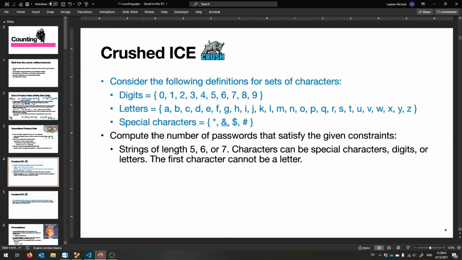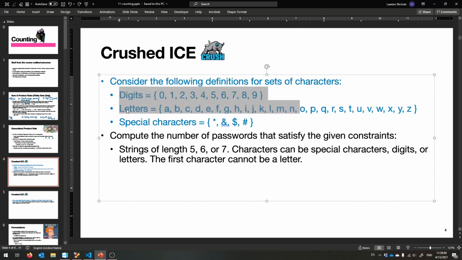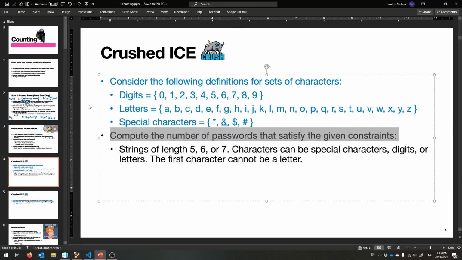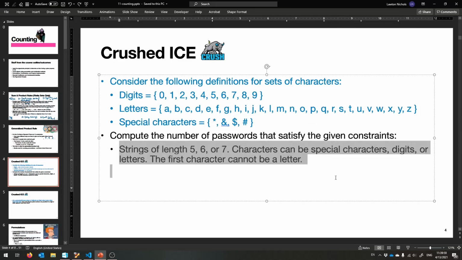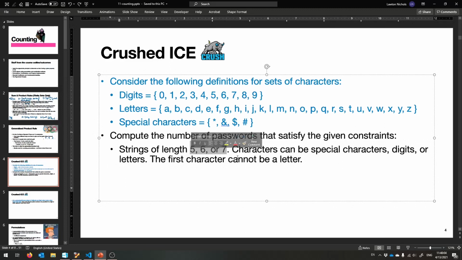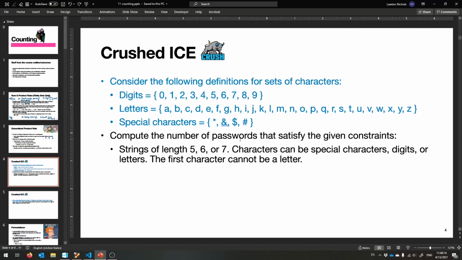Before we move on, let's have some examples for you. Here are a bunch of sets: sets of digits, lowercase letters, and special characters. I want you to figure out how many passwords you can make out of these characters that satisfy these constraints. Your password has to be 5, 6, or 7 in length, and the characters can be any of these, but the first character can't be a letter. Try and figure out how many passwords would satisfy these constraints, and then we'll do it together.